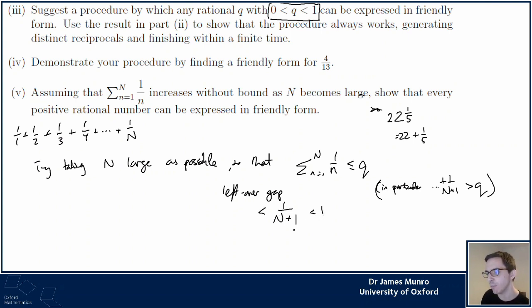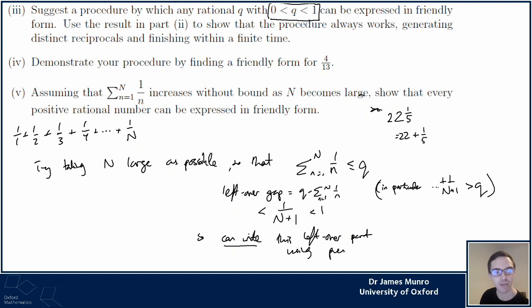That's less than 1. So I can write this leftover part. I suppose my leftover gap is q minus this sum. Because the leftover part is less than 1, I can write this leftover part using the previous procedure.